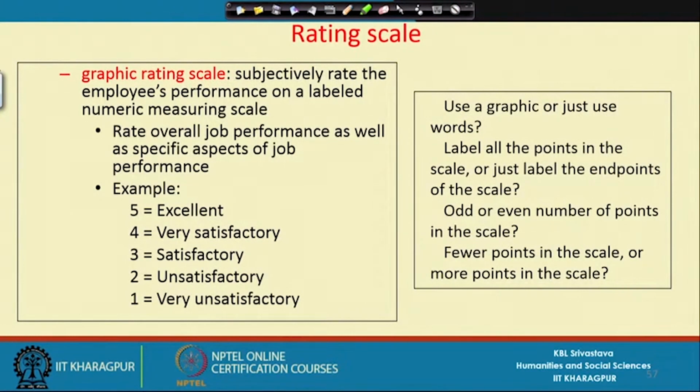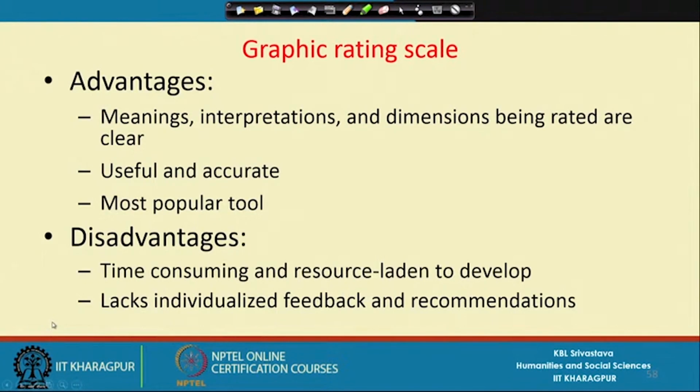So, this is what we wanted to discuss: there are issues whether you are going to label all the points or only the top 2 points, the first and the last point, whether you are going to use an odd or even number of points in the scale, or whether you want to have few points or more points in the scale. These are some of the issues related to the rating scale, right. Now, another advantage is graphic rating scales, where the label and interpretation of each dimension are very clear. It is an advantage of rating scales that for each label that you provide, you provide an interpretation and a meaning.